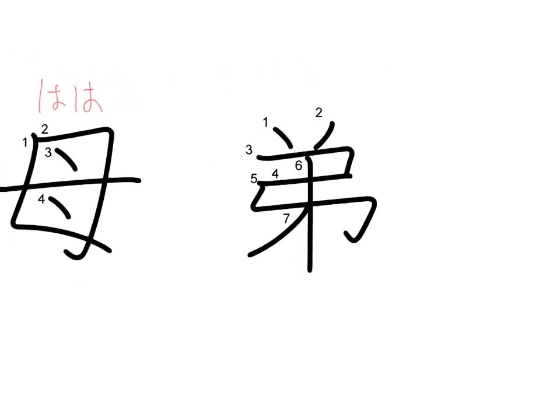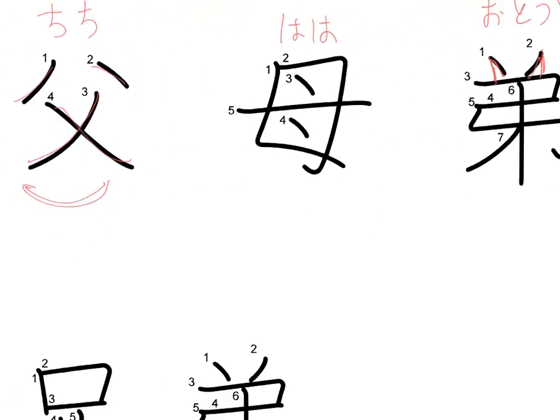This one here, I always thought of it as the little devil horns on the top of my little brother. My little brother was very nice, but if you think of your devilish little brother, you might have the idea of ototo, ototo, for little brother.